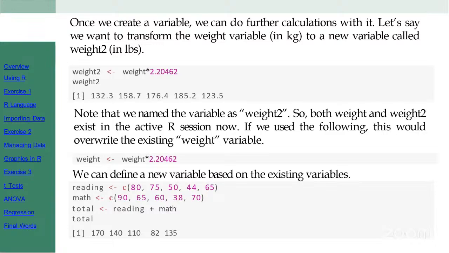As I said in the beginning, you can store constants again and again into the same variable name. But when you have updated it, it will always show you the updated one, not the old one. So now the new weight will be the older weight multiplied by 2.20462, and that can be done. You can redefine your variables from existing ones, for example, reading and math, total equals reading plus math. That can be done.